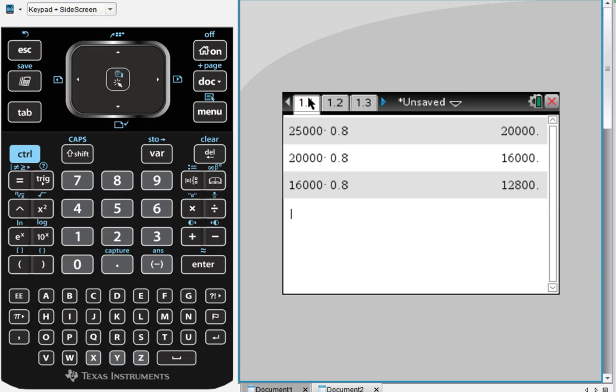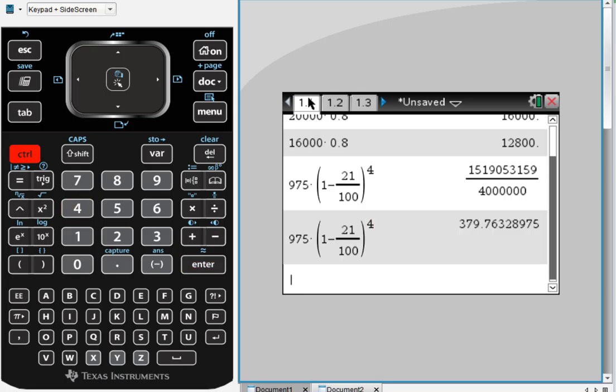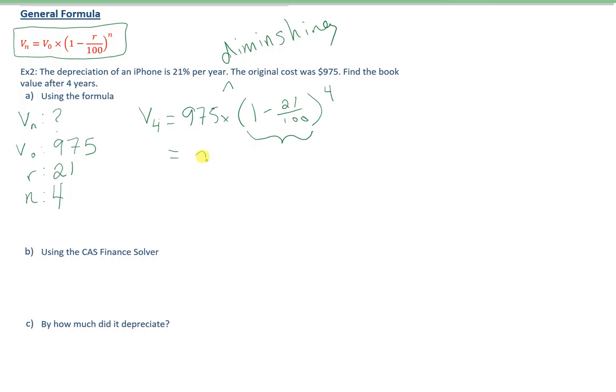So if I go to my calculator page, I can say that's 975 times 1 minus 21 over 100, to the 4. Press enter, get a fraction, press control enter to get a decimal. So I get $379.76. Okay, so still a decent resale value with this little toy example we're looking at. So that's using the formula, filling in the values, and finishing it that way.